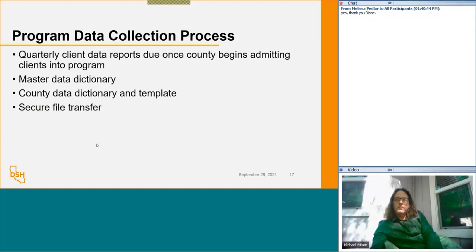And once you are contracted with us, what we'll have you do is identify who in your county is going to be responsible for collecting the data and sending that into us. And we will set up a meeting with them, any other stakeholders who need to be involved in your county, and with Dr. McDermott and her team.